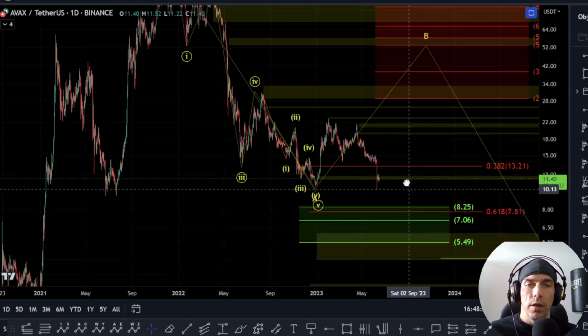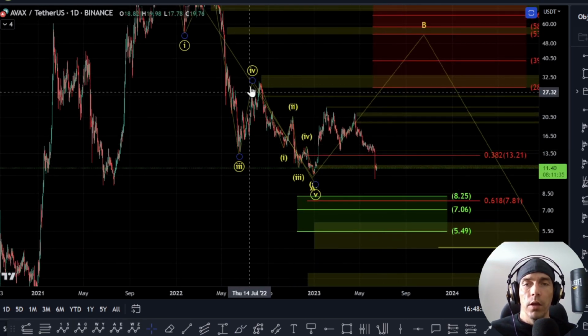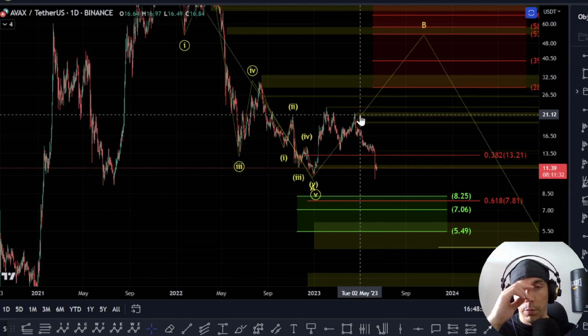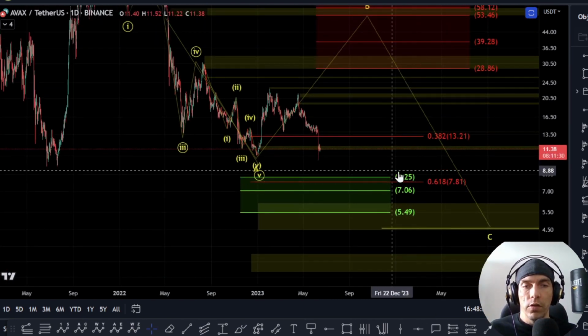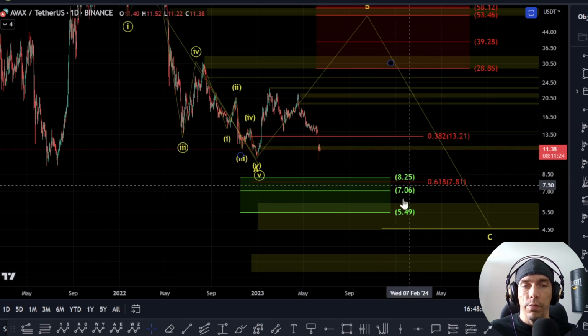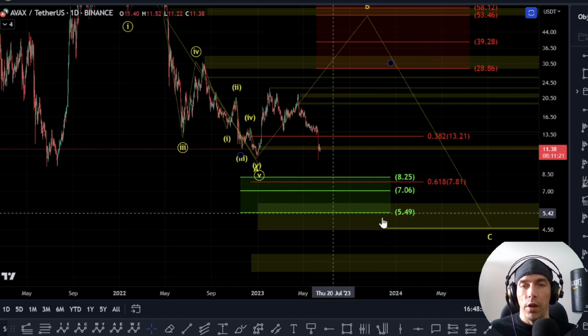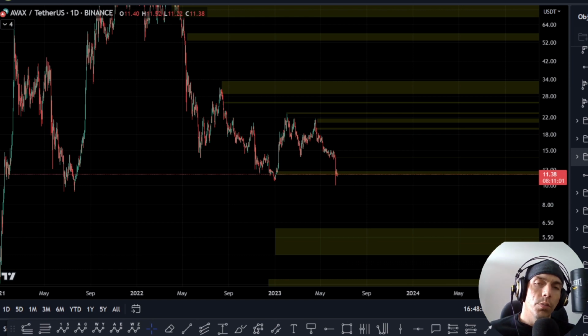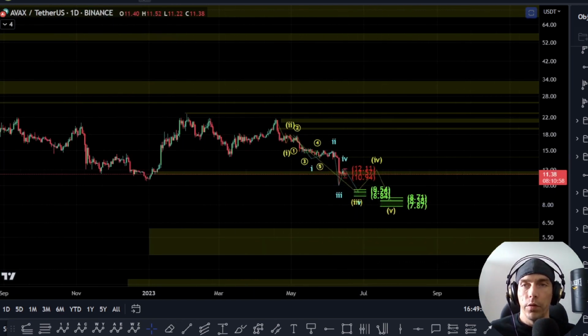And what this could mean is that if we are looking at this as a 5-wave move, as A, B, C, D, E into this point here, we could still see price gravitate towards this zone of 825 to 549. So if we are looking to break down here in a 5-wave move, this is how we would be looking at it.